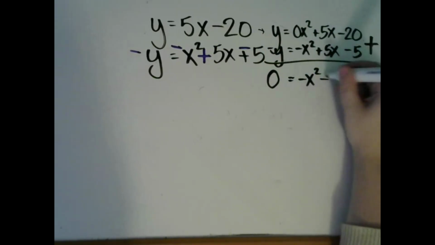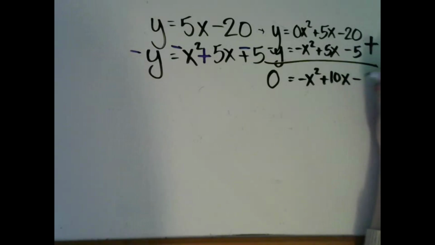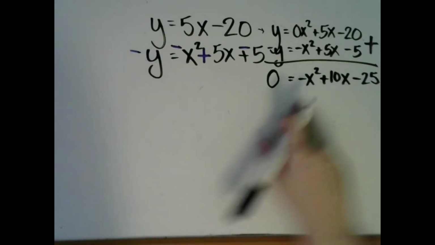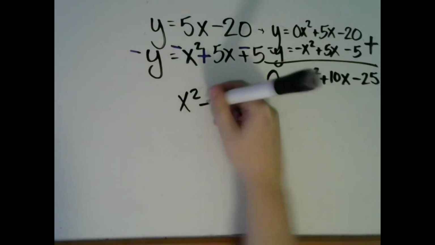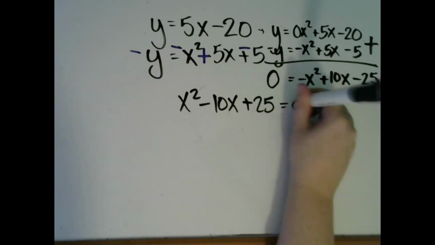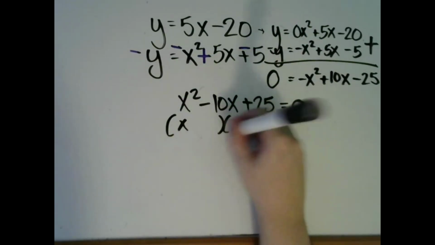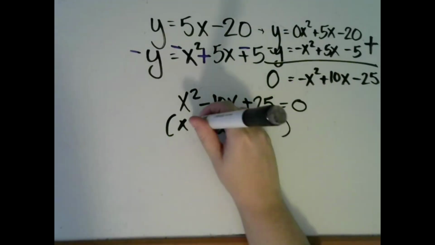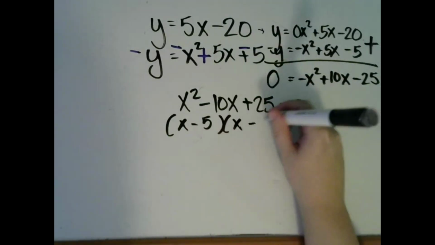Negative x squared plus 10x. And then I prefer, or I need, my x squared to be positive, so I'm just going to bring everything to the other side, which leaves me with this equation. And this is factorable. So it multiplies to be 25. They can add to be negative 10.